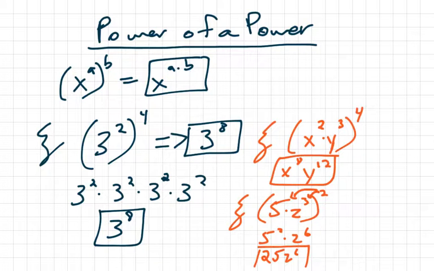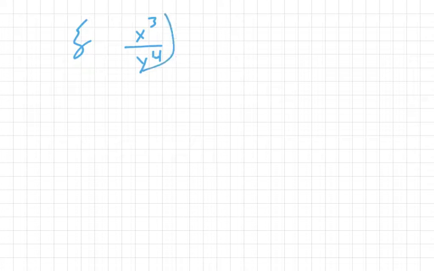Okay. I'm going to switch page here, and we'll do the second tier of this power of a power, and it's called power of a quotient. So I'll just throw in an example. We'll use variables to start with. We'll say x cubed over y to the 4, and we'll raise all that to the power of 2.